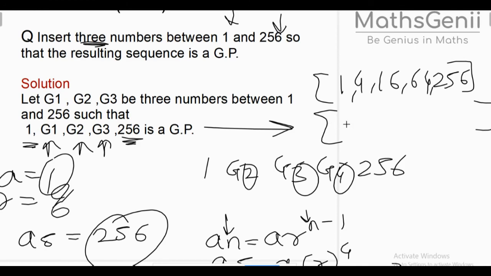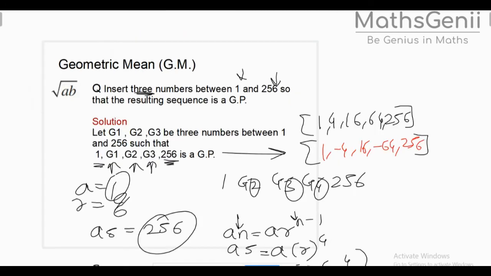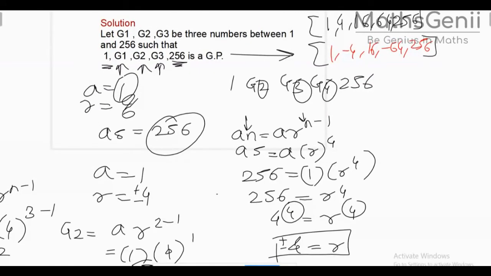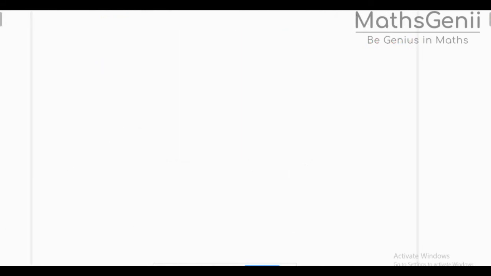And for minus 4, again you have 256. You had to insert three terms: minus 4, 16, and minus 64. So G1, G2, G3. This is how you found it out. Okay, I hope this is clear. Let's move ahead to the next concept.